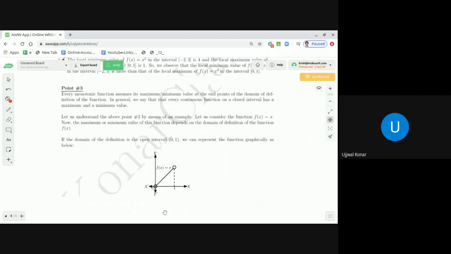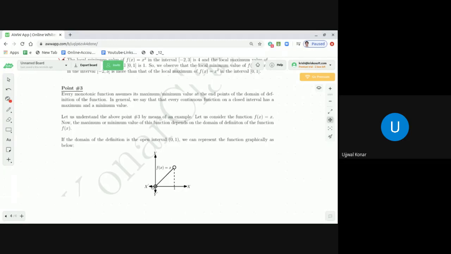So point number 3 says, dear students, that every monotonic function assumes its maximum and minimum value at the endpoints of the domain of definition of the function. In general, we see that every continuous function on a closed interval has a maximum and a minimum value. Let us understand the above point, whatever I just said, by means of an example, so that it will be more clear.